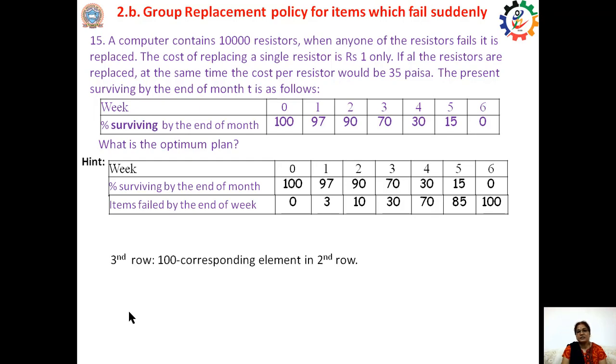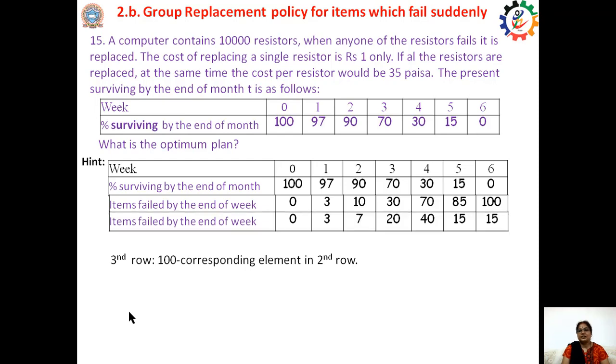Third row, 100 minus the corresponding element in the second row. 100 minus 97 will give you 3. 100 minus 90 will give you 10. 100 minus 70 will give you 30. Why are we doing 100 minus, though the total number of bulbs is 10,000? In the previous problem we subtracted from the total number of bulbs. Now we are not subtracting from the total number of resistors, because for the given data, the base is 100. That's why 100. If the total number is the base, then you subtract from the total number, like the previous problem. It was 850, 800, like that. This base is 100. So 100 minus 97, 100 minus 90.